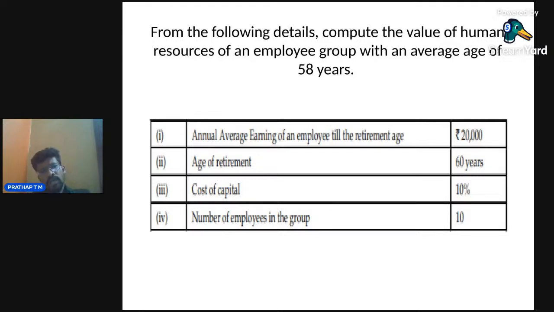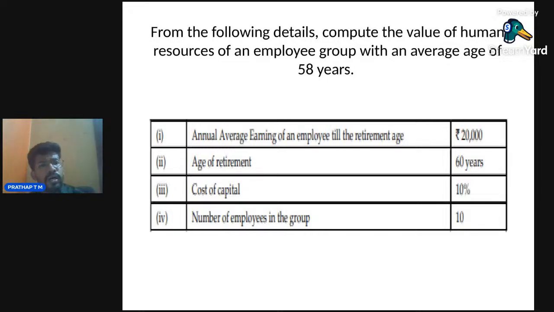Let's see. Here we have four different age groups of employees working in an organization. They are divided from 25 to 34, that's a 10 year interval period which they have given. 25 to 34 is one group, 35 to 44 is the second age group, 45 to 54 is the third age group, and 55 to 64 is the fourth age group. In such a way they are divided, and along with it is the annual earning per employee, as given in the table.